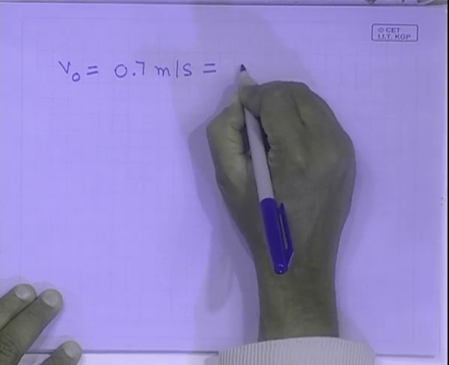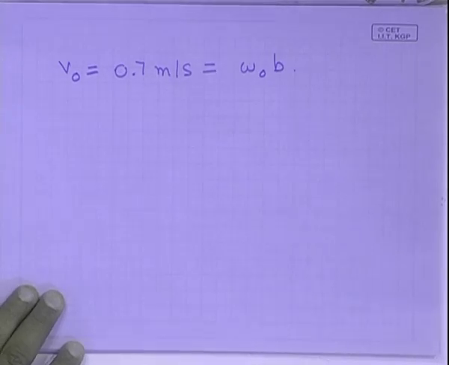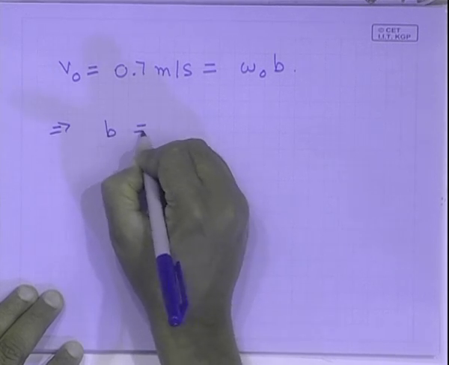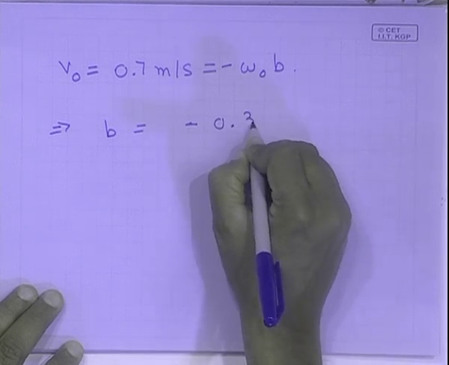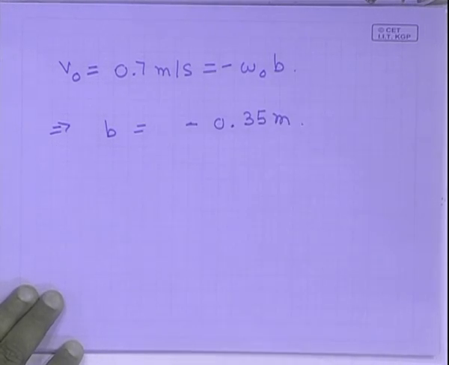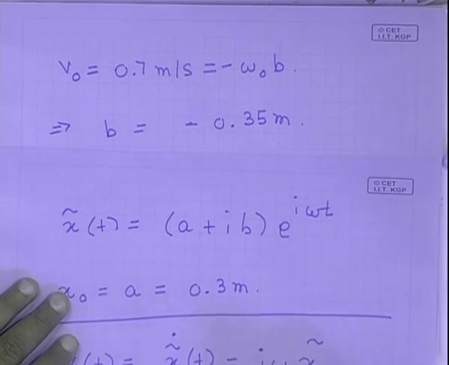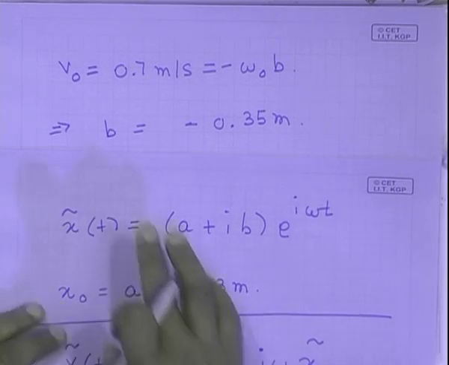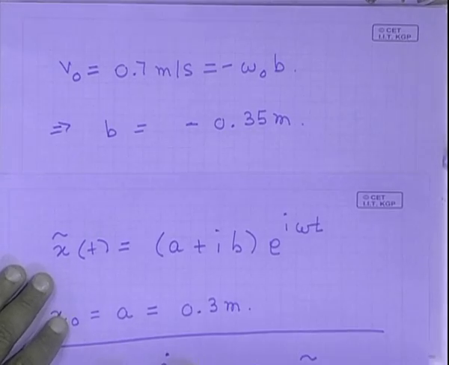This is equal to omega naught into b, and omega naught has a value 2. So, b has a value, this has a minus sign here, minus 0.35 meters. So, we have worked out the two coefficients which completely determine the complex amplitude, and these coefficients have a value A which is equal to x naught, it has a value 0.3 meters, and B has a value minus 0.35 meters.